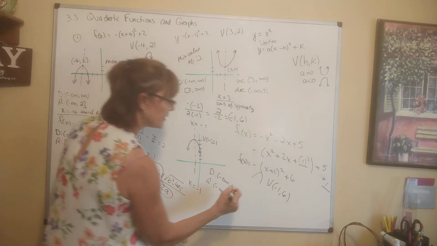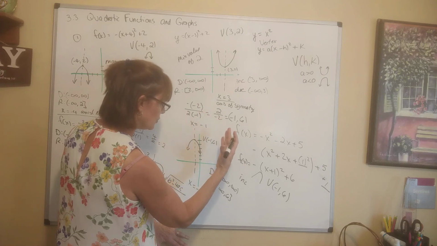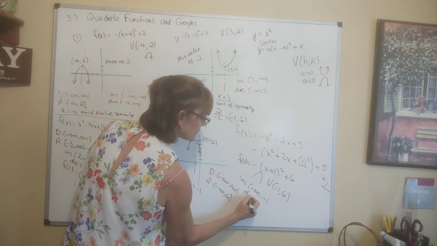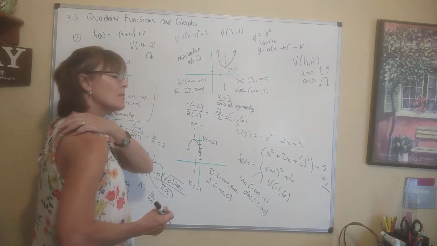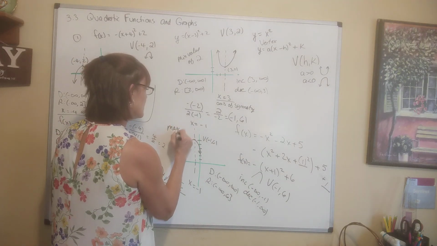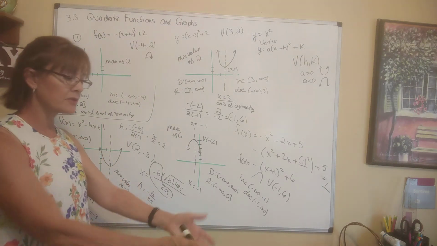Where is this guy increasing? He is increasing from negative infinity to negative 1. He is decreasing from negative 1 to infinity. And this guy has a max value of 6. Okay, we're ready for the other side of the worksheet.